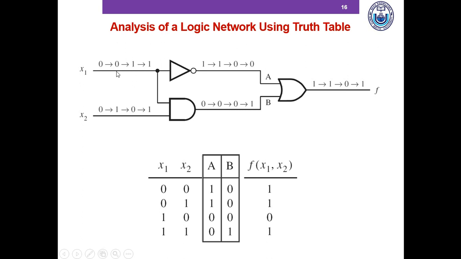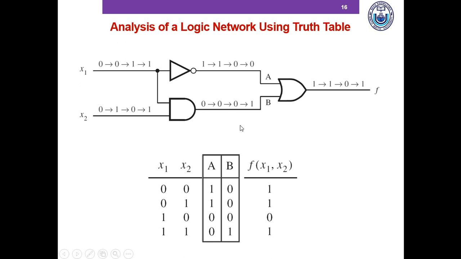If you compare the value of x1 and the corresponding value of x2, we see that we have 0, 0, 0, 1, 1, 0, and 1, 1. Similar to the organization of the input variables of the truth table. We do this so that we can directly copy the output of the truth table here.